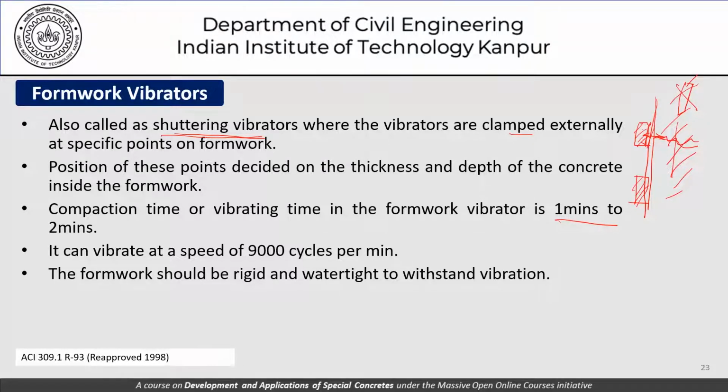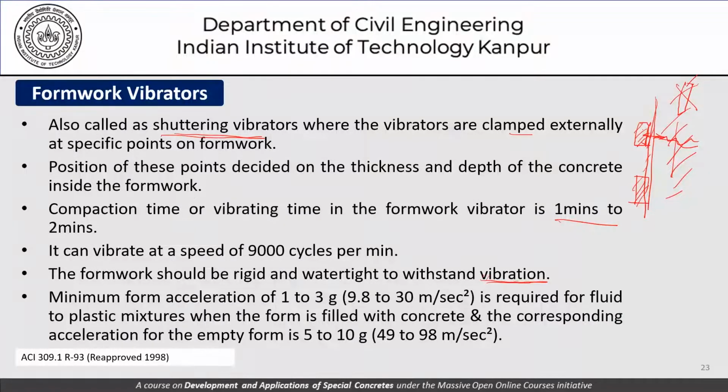The formwork, of course, needs to be rigid and watertight to withstand the vibration. One of the things that we must specifically keep in mind is that when we are using form vibrators, the form or the shuttering work needs to be a lot stronger than we sometimes may have. The kind of materials that we use in the shuttering plates should be such that they should not give way when subjected to form vibrators.